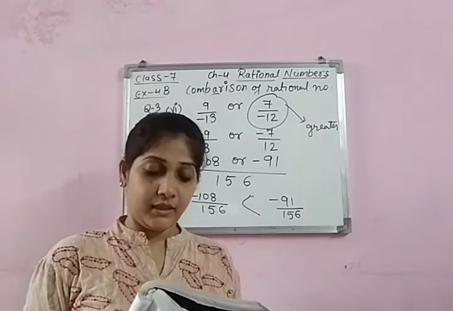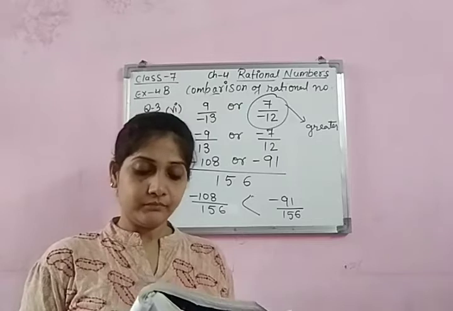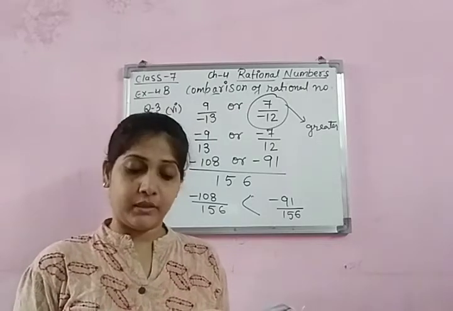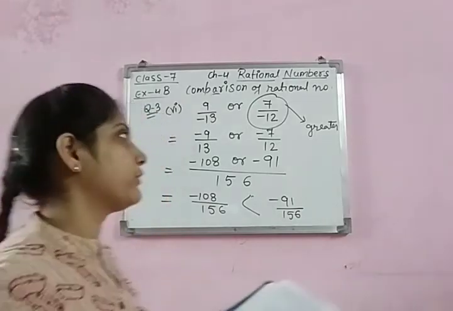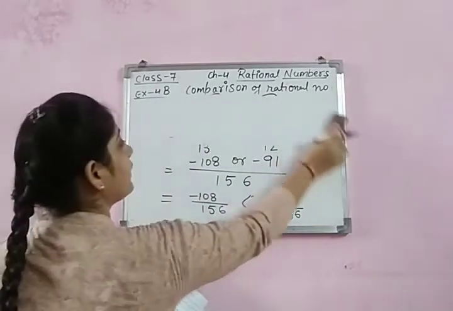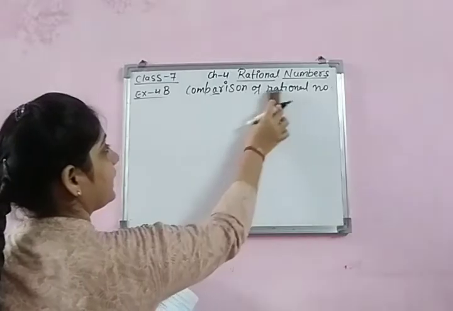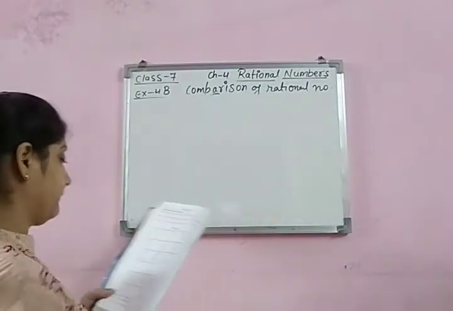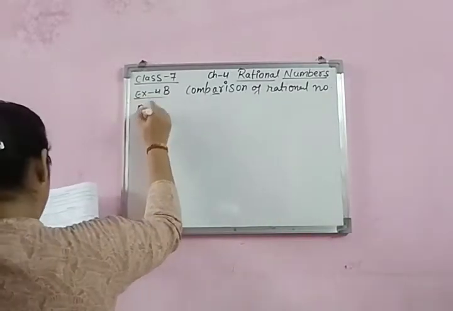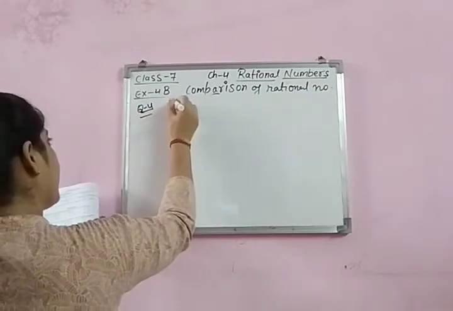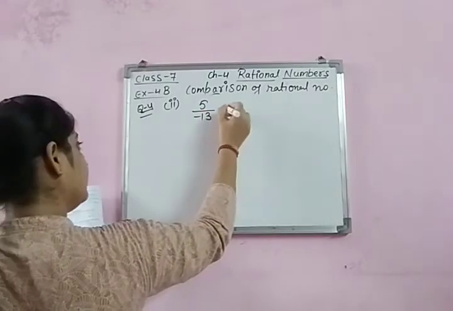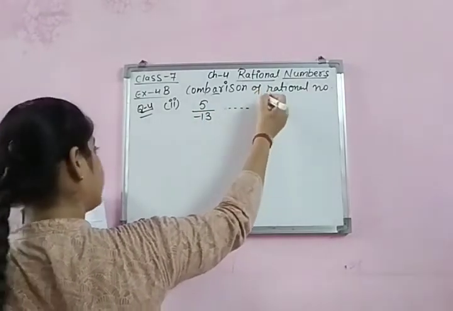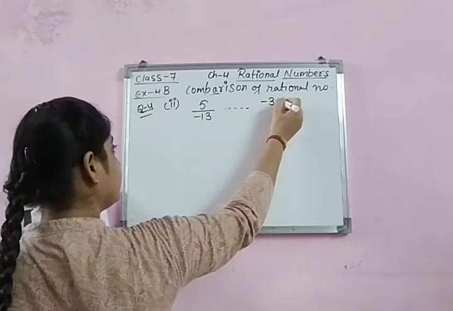in the same way. There is question number 4 and you have to put the correct symbol: greater than, smaller than or equal to. The same thing, children, you have to tell which is bigger, which is smaller, or whether the given rational numbers are equivalent or not. So question number 4 now I am telling you. Second part of this, 5 by minus 13. You have to fill this blank with the appropriate sign.